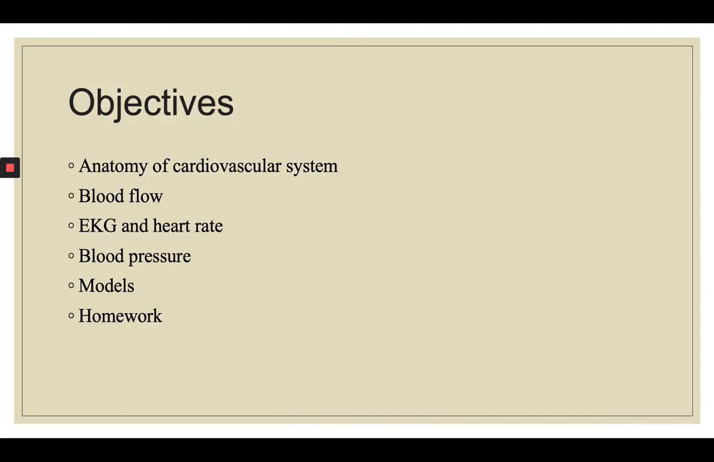So the plan for today, we're going to do the cardiovascular lab, which is lab 10 in the lab manual. We're going to start by talking about the anatomy of the cardiovascular system, talk about how blood flows through your body, how we use EKGs to measure heart rate and see if there's problems with your heart, talking about blood pressure, and then we'll talk about the models that are in your lab manual and go over the homework that's due for next week.